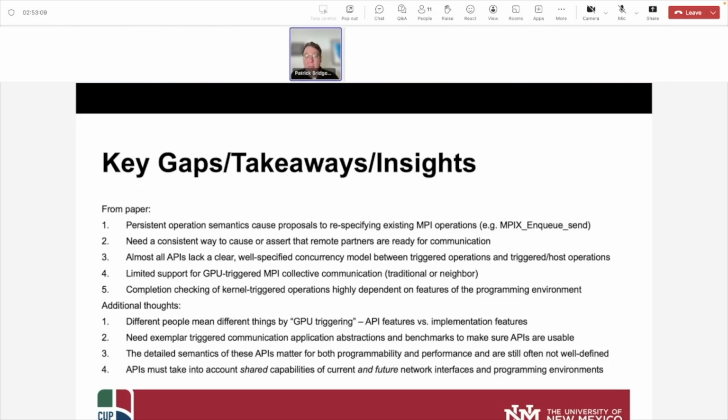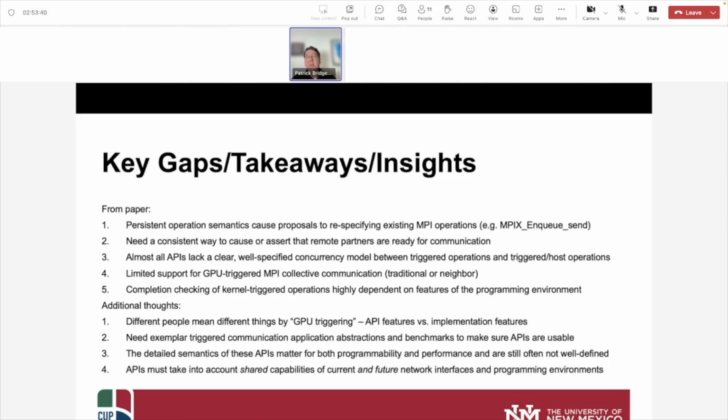We don't really have example abstractions and benchmarks here. The detailed semantics of a lot of these APIs really matter a lot and are not well defined. And one of the big challenges here is that all these APIs have to take into account the shared capabilities of current network interfaces and programming environments and the future characteristics of these network interfaces, which vendors in many cases are not quick to tell us.